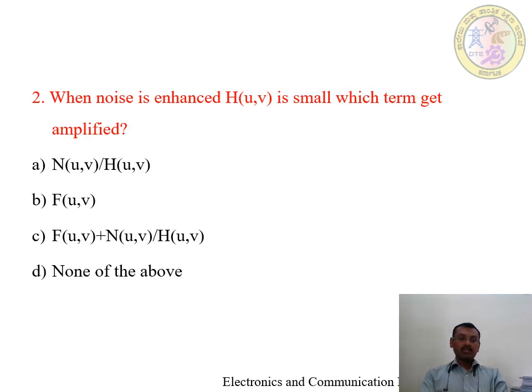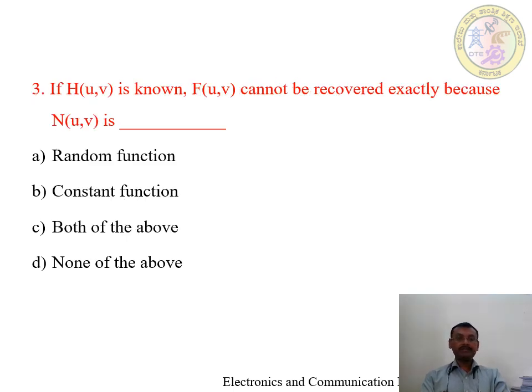Question number 2. When noise is enhanced, h of u comma v is small. Which term gets amplified? Option A, n of u comma v divided by h of u comma v. Option B, f of u comma v. Option C, f of u comma v plus n of u comma v divided by h of u comma v. Option D, none of the above. The right answer is option A, n of u comma v divided by h of u comma v.